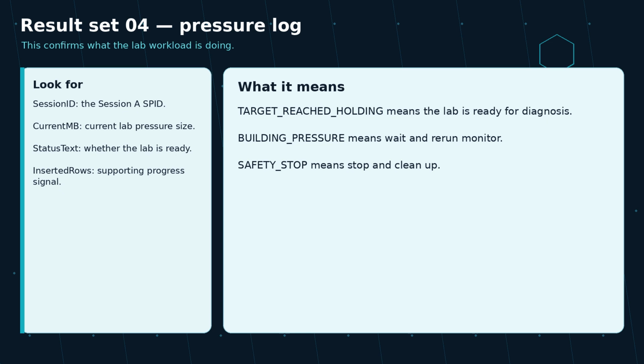Result set 04 shows the latest pressure log records created by session A. Read the newest row. Session ID is the connection that owns the lab workload. Current MB shows its measured progress, and status text tells you whether it is still building, holding at the target, or stopped by a safety condition. For this demonstration, the expected ready state is target_reached_holding. Record the session ID because you will compare it with the consumer result next.